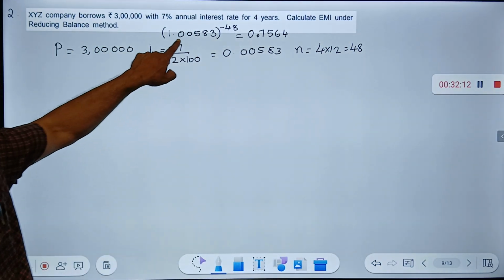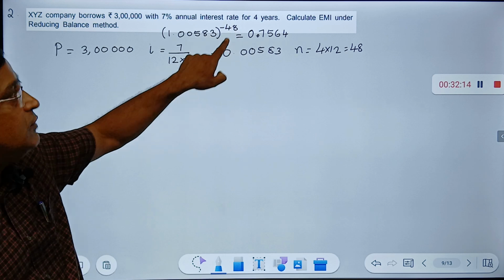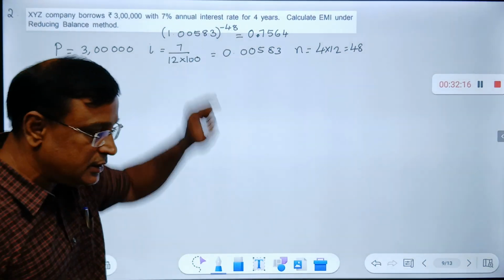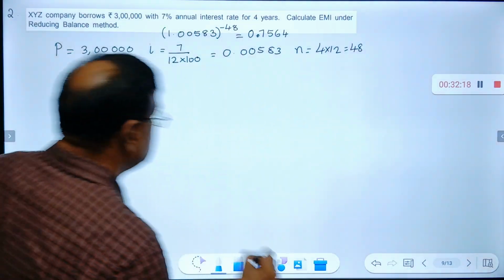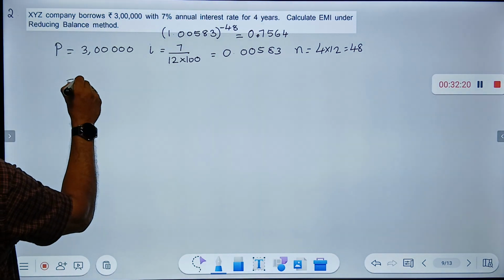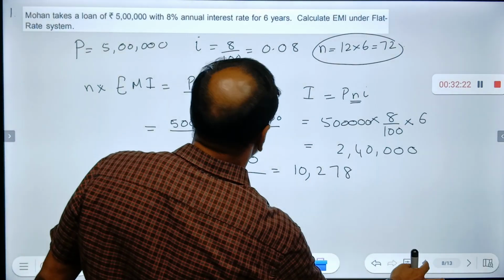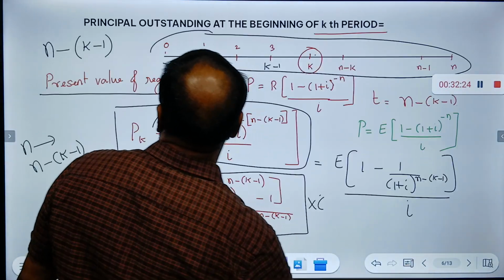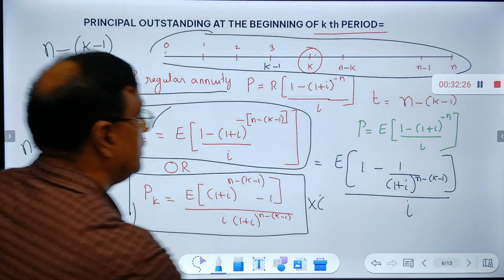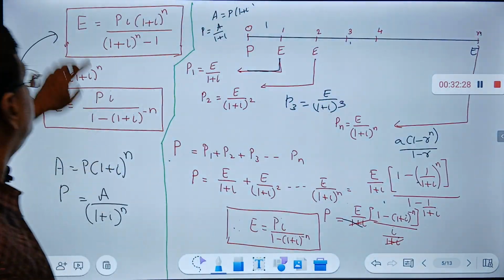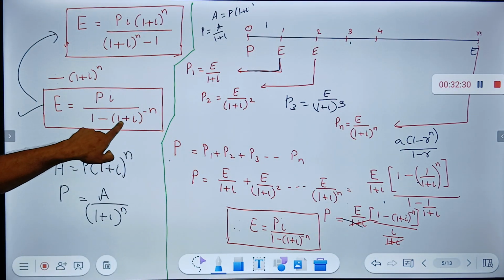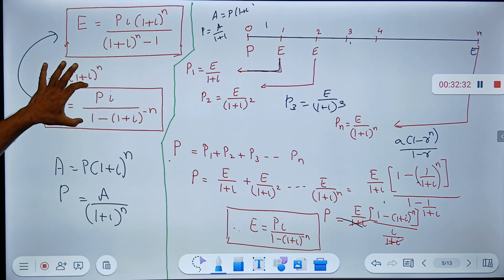Now since this data is given, based on this only you decide the formula. Since this data is given, what formula should I use? EMI equal to, let's go back and see. Now look at this. You have two formulas. In this only I have 1 plus I power minus n, so I'll be using this formula.